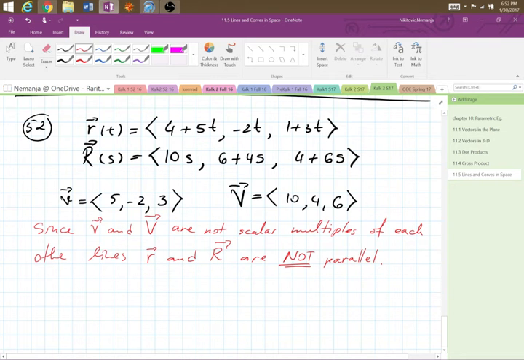What are we going to do for intersection? Do they intersect? How would you compute something like that? What has to be common for both of them?